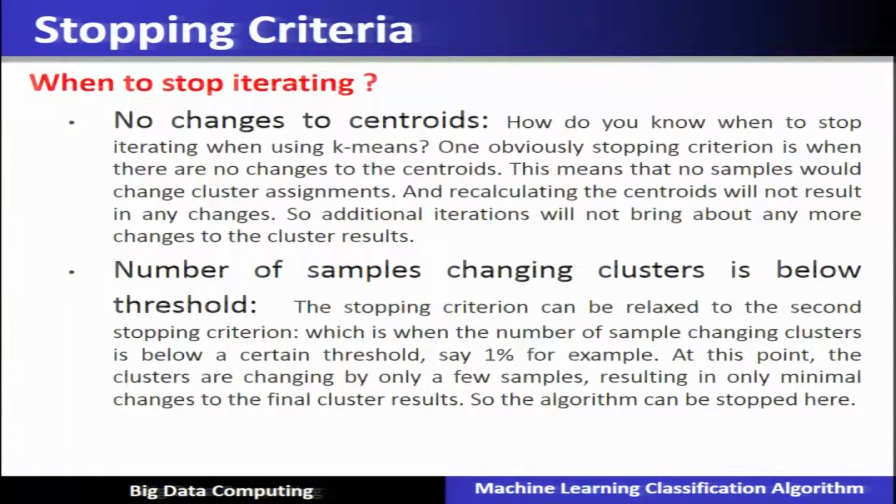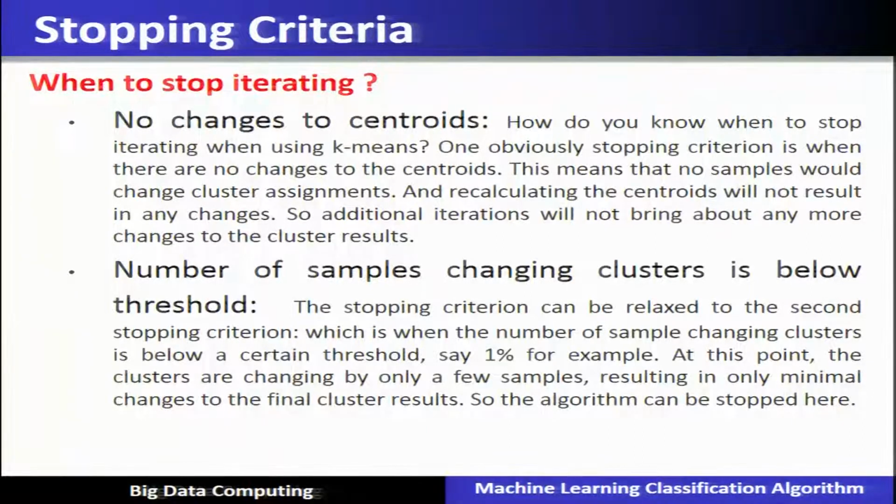Now, another parameter here in k-means algorithm is about stopping criteria. When to stop these iterations, that is two steps in an iteration which we are making, classification and recomputing the new centroid. Now, we will stop iterating when no changes to the centroid is observed. So, how do you know when to stop iterating when using the k-means? One obvious stopping criteria is when there is no changes in the centroid. This means that no samples would change the cluster assignments, and recalculating the centroids will not result in any change. So, additional iterations will not bring out any more changes in the results.